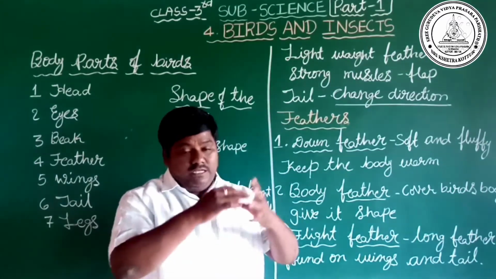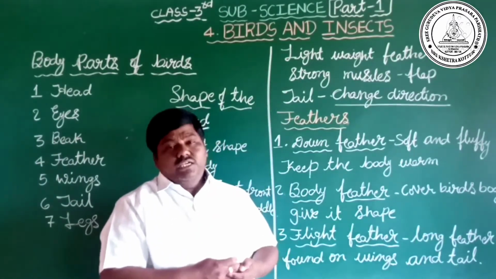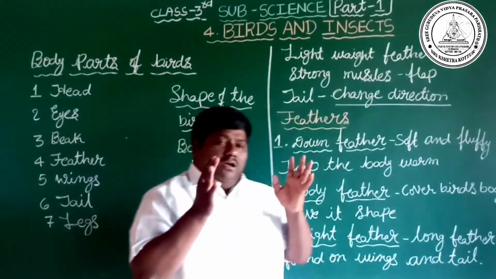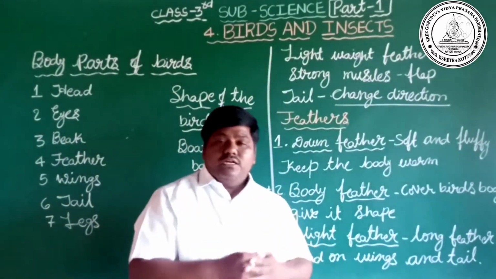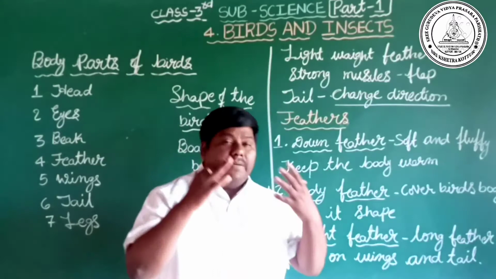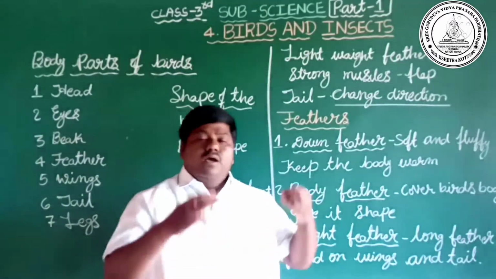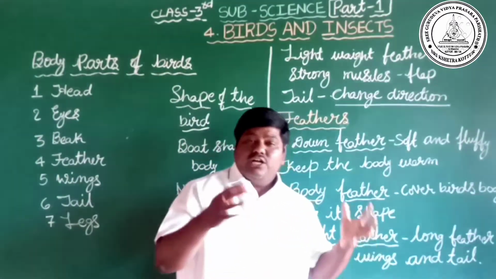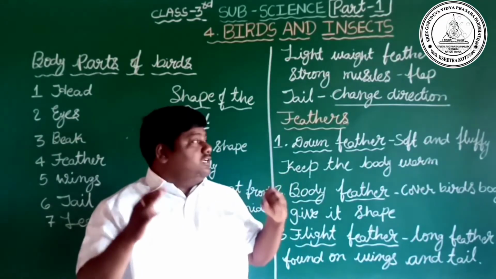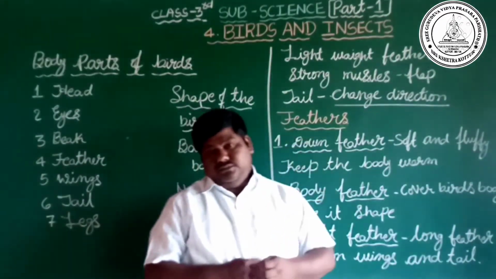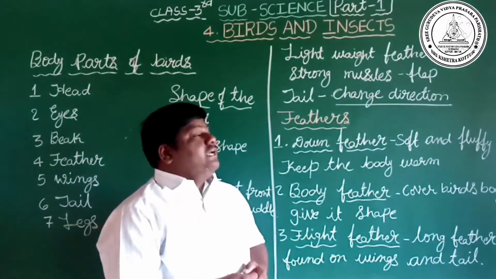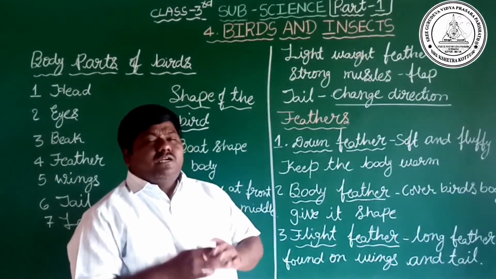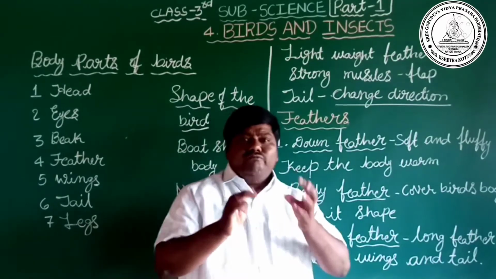Black because of the feather color. See, here some birds are in red color, some birds are in white color, some birds are in pink color, some birds are in blue color. We are seeing the different types of colors of birds.